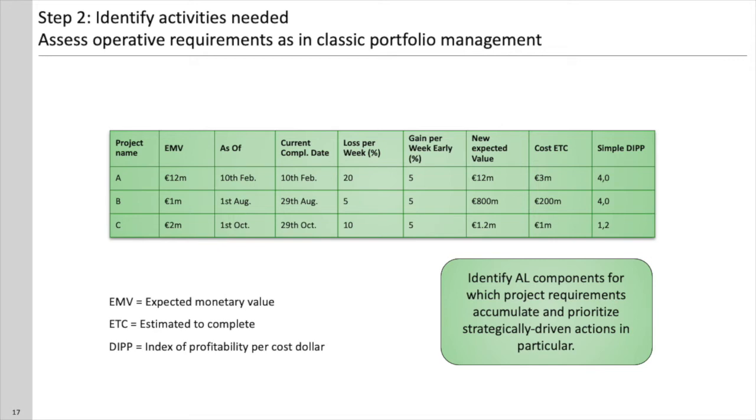Each project targets one or more of these needed activities, and then, to be able to define scenarios and prioritize, we have to gather all the needed information for these projects, like efforts and costs and so on. Okay. So it says: identify AL components for which project requirements accumulate and prioritize strategically driven actions in particular. This is what we have to do here.